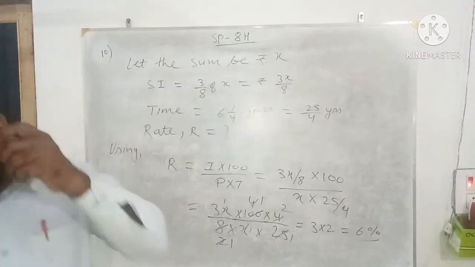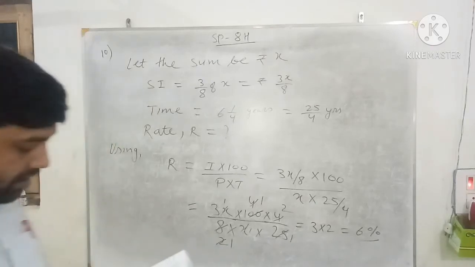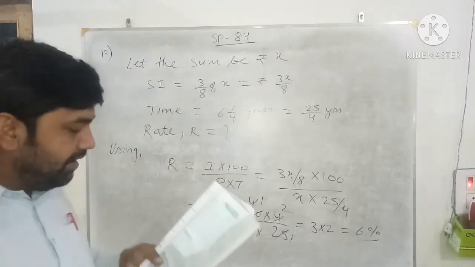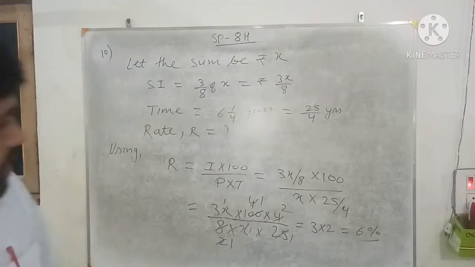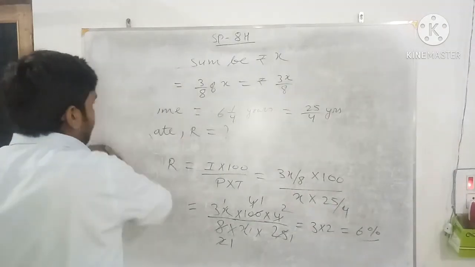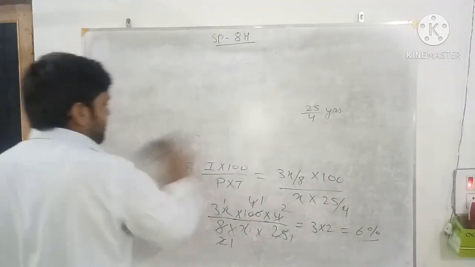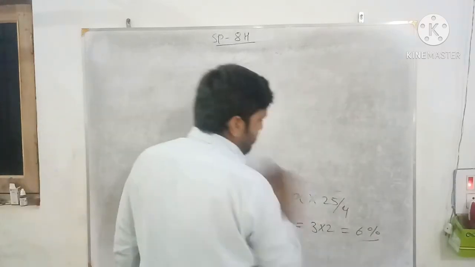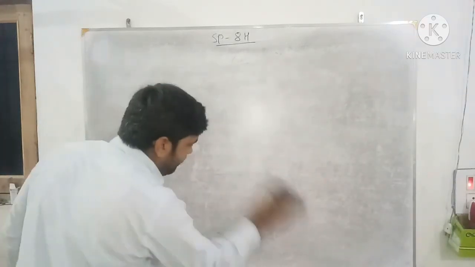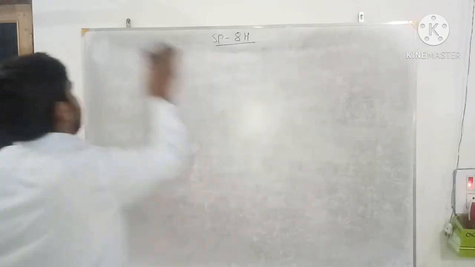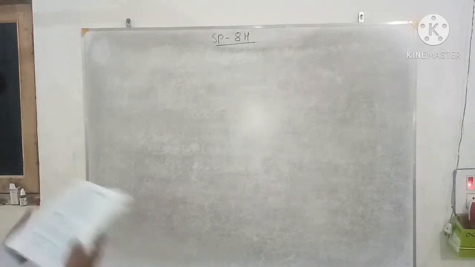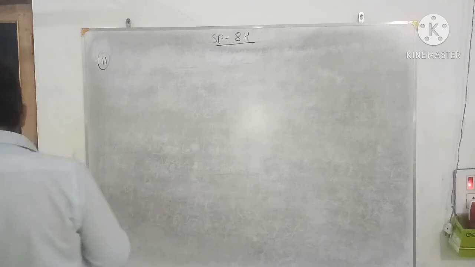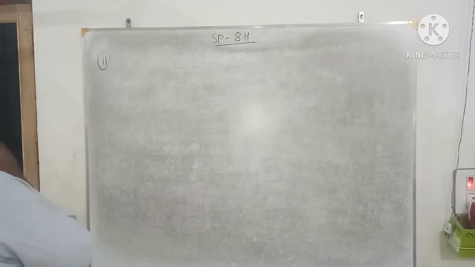So now we see the next question, 11. How do you do that? A sum doubles itself in 8 years at simple interest. Find the rate of interest per annum. Very easy question, that also you can do. See how you do.